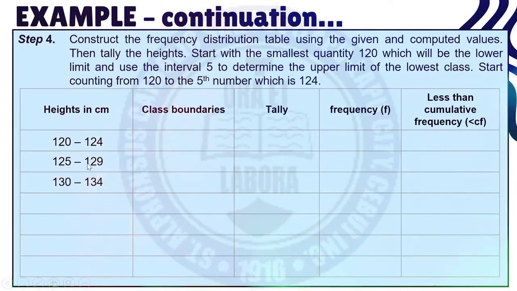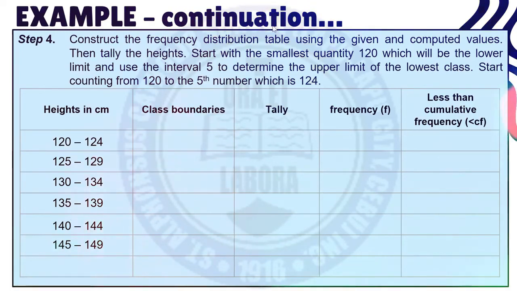Then followed by 130 to 134, 135 to 139, 140 to 144, and 145 to 149. So as you have noticed, we have come up with a total of 6 rows. So this also indicates our approximate number of classes, which we have computed a while ago, which is k. So k here is equal to 6. Therefore, we have come up here with 6 rows and 6 classes.